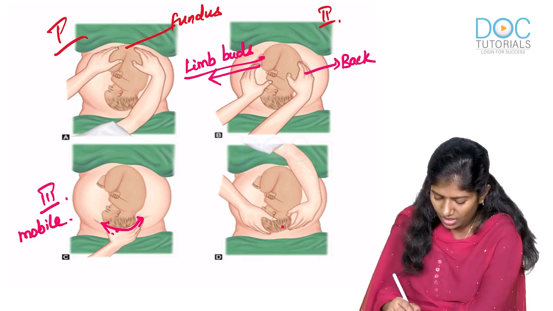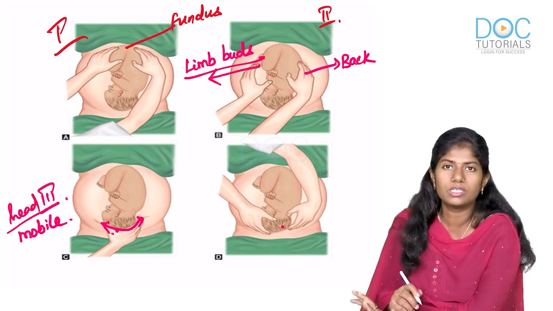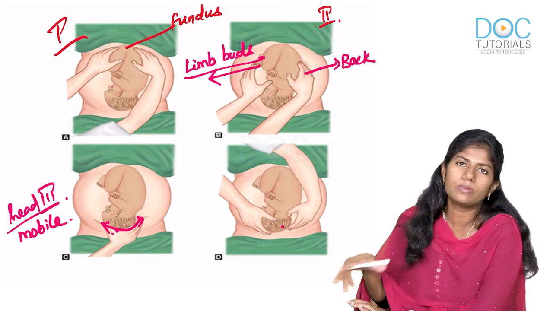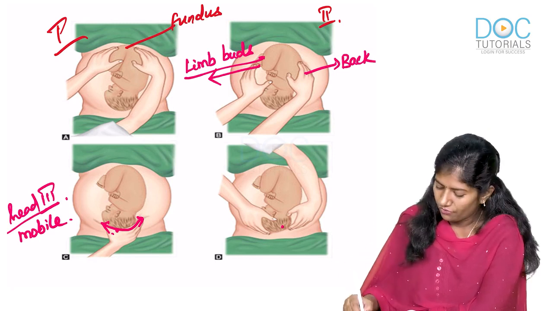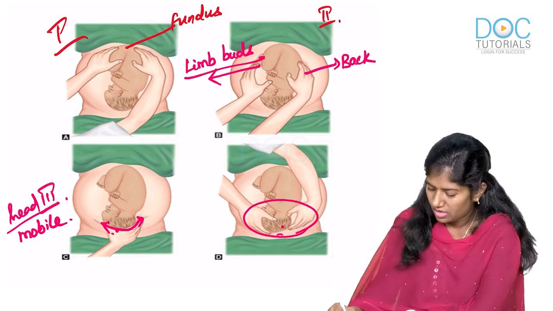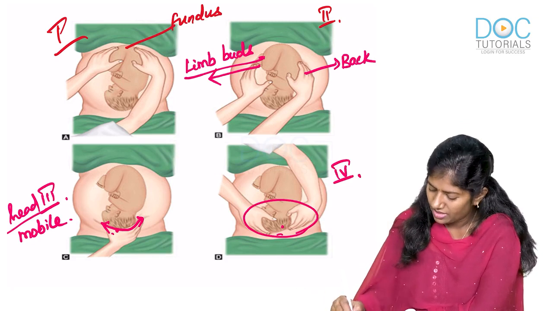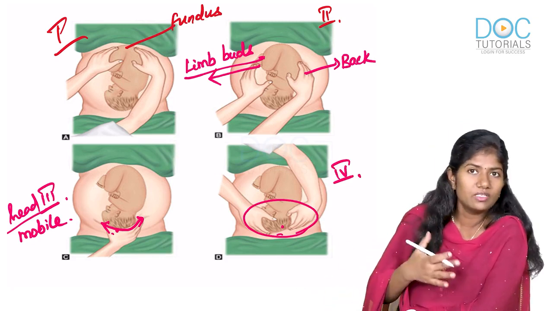First of all, to confirm whether it is cephalic presentation and to see whether the head is ballotable. Okay. Mobile. Fourth Leopold's grip is the second pelvic grip. This second pelvic grip is to confirm the findings of the first pelvic grip.